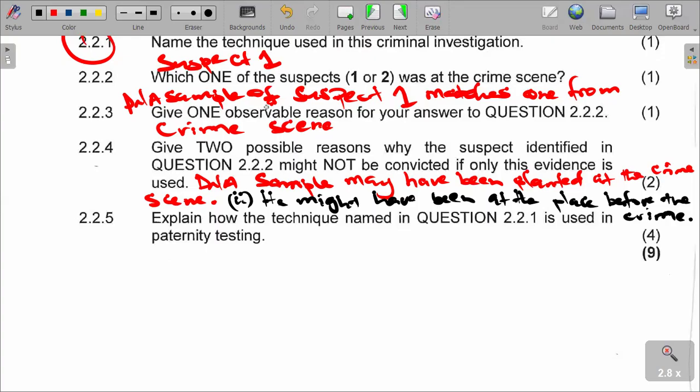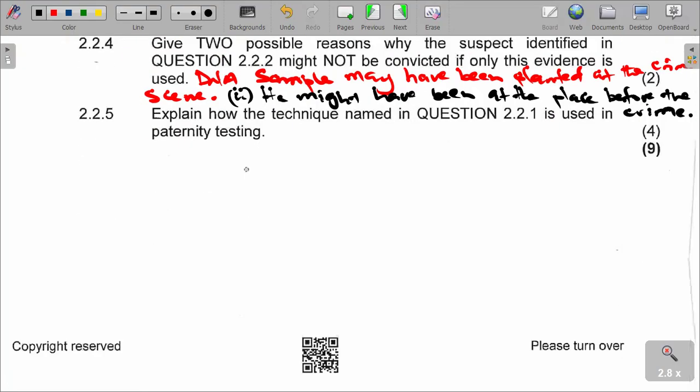And then 2.25, explain how the technique named above is used in paternity testing. In terms of paternity testing, DNA samples are collected from the mother, the child, and the potential fathers.